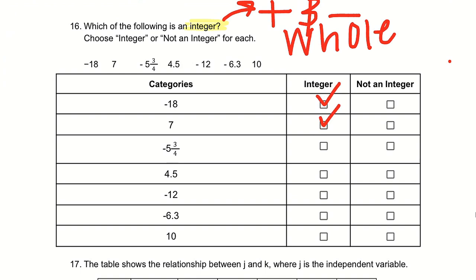Negative 5 3/4. Ooh, that's a fraction. That would be a rational number. So that's not an integer. 4 5/10, a decimal. Again, we can't have decimals. That's a rational number. Negative 12 is a negative whole number. So that is an integer. Negative 6 3/10, again, no decimals. That's a rational number. That's going to go out, not an integer. And then 10 is a positive whole number, so that is an integer.